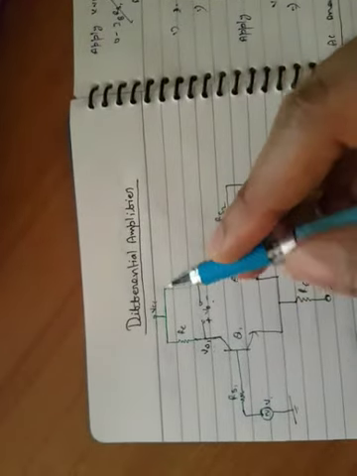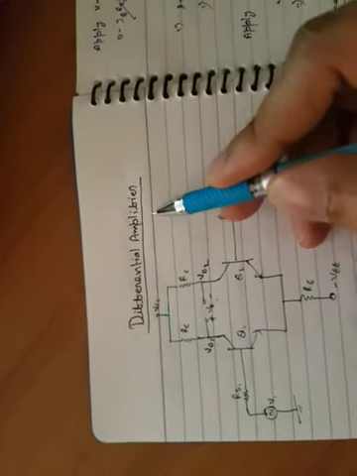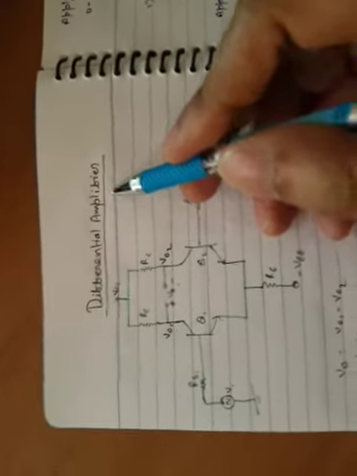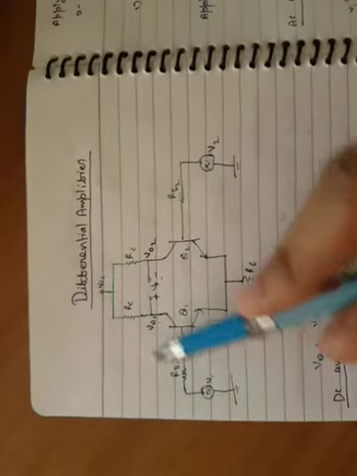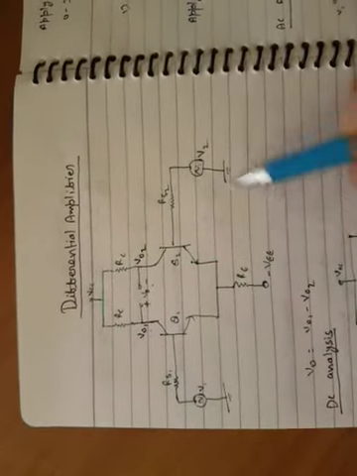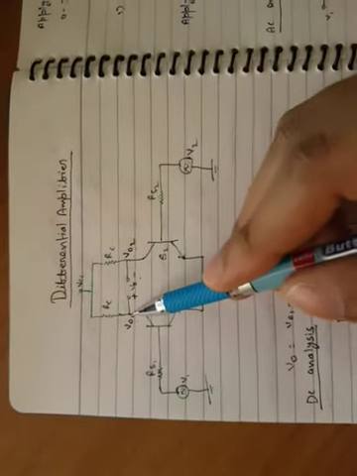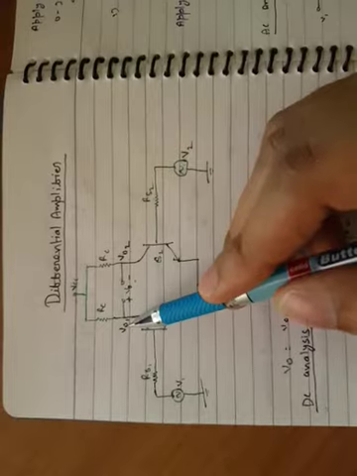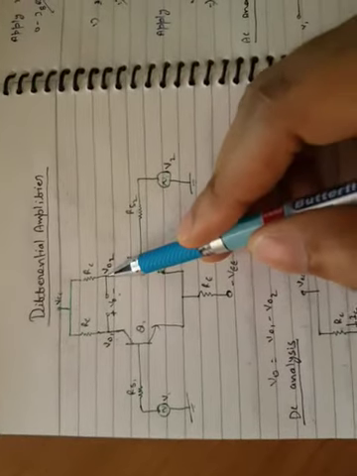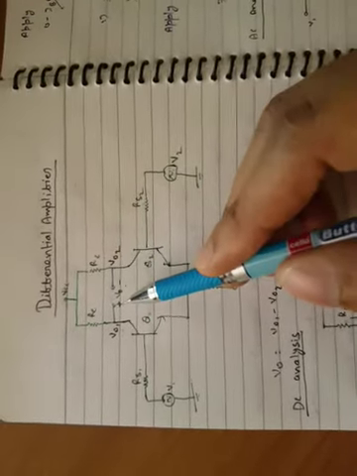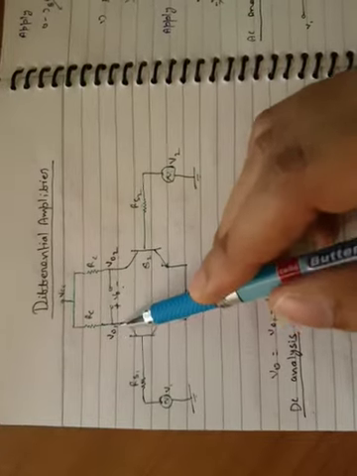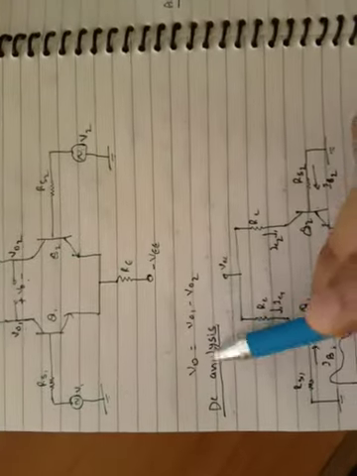Today's topic is differential amplifier. This is the basic circuit diagram of a differential amplifier. Suppose at this terminal the voltage is V01 and at this terminal the voltage is V02, then V output will be nothing but V01 minus V02.